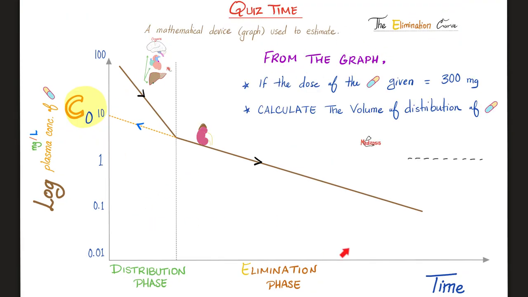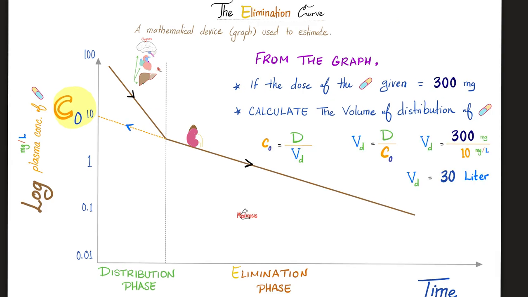From the graph down here, if the dose of the drug given was 300 milligrams, please calculate the volume of distribution of that drug. Now pause. You know that amount equals volume times concentration. Therefore, volume equals amount over concentration. What's the amount? The dose of the drug given, the 300 milligrams. What's the concentration? The C0, the plasma concentration of the drug at time 0. Where do I find it? From the graph. Extend the line. Oh, it's about 10. You just put 10.